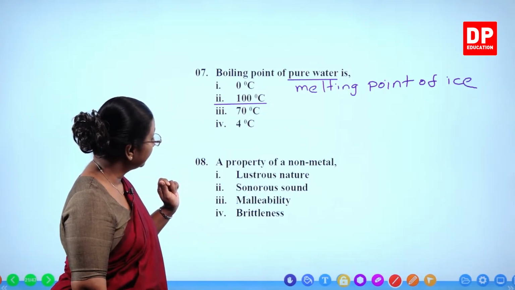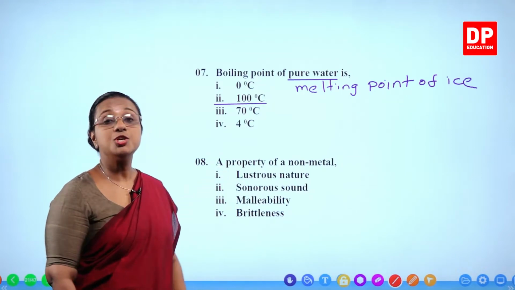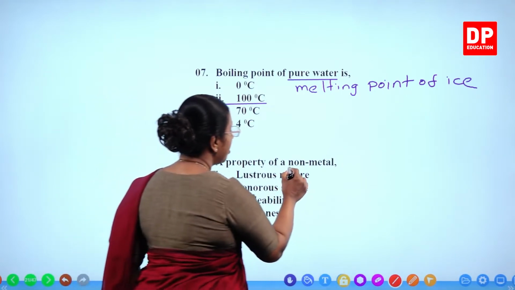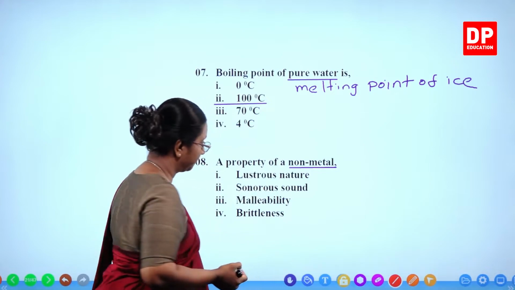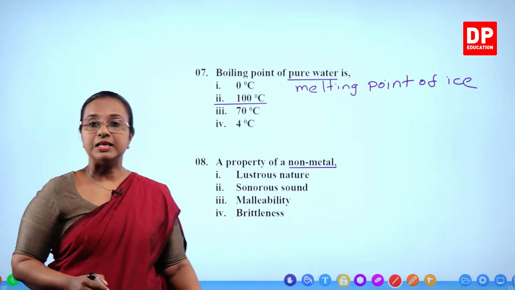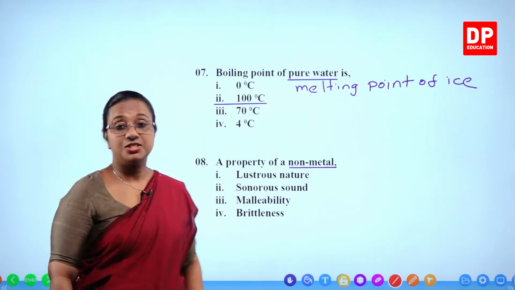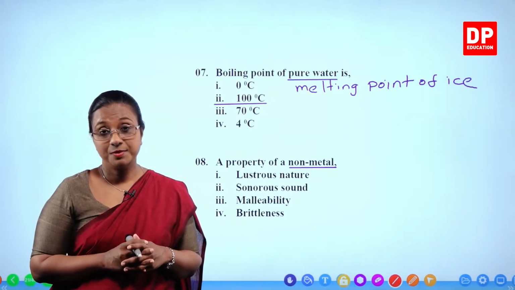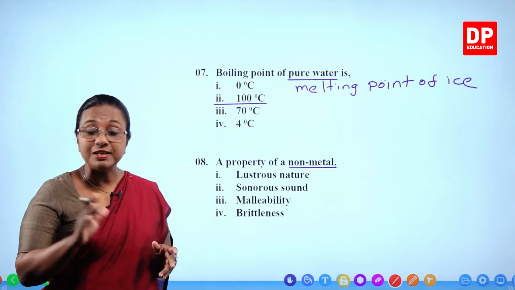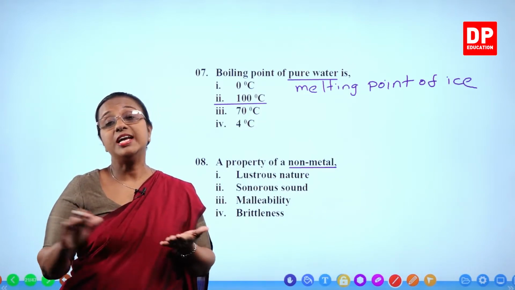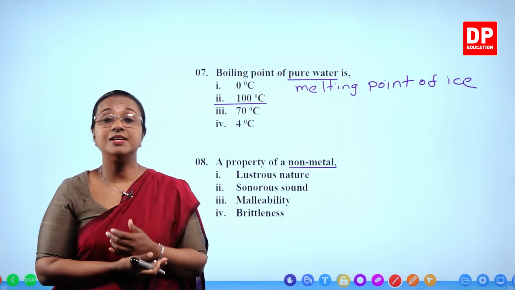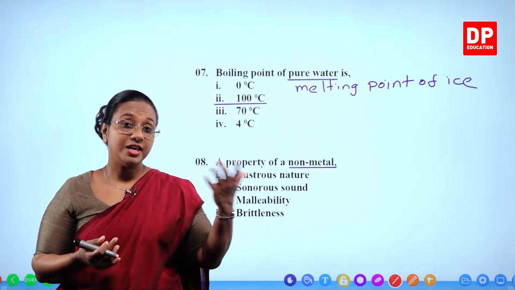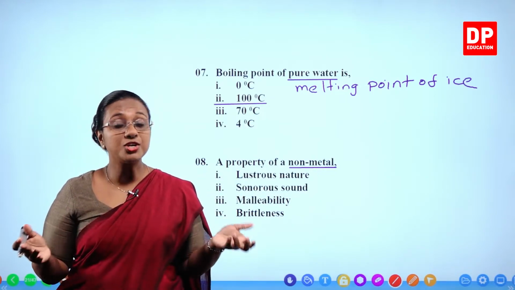Then the 8th one, a property of a non-metal. So the term non-metal, you have to check. We look at the properties. Lustrous nature. What is luster? The shine of metals. When you scrape it with sandpaper, the shine that is given out. Now magnesium, when it is in the lab, when you store it for some time, it's not shiny.